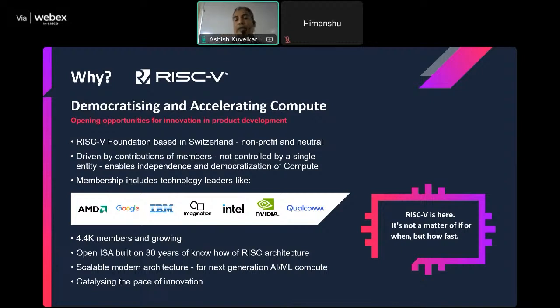If you look at it, in 2017, for example, there were just about a dozen members of this community. Today, the community is 4,400 members and ever increasing. Those community members include fabless semiconductor companies, over 100 of them. There are OEMs and ODMs. There are large internet companies with ambitions around wanting to define their own future with regards to compute that are members of this. There are services companies. There are software companies.